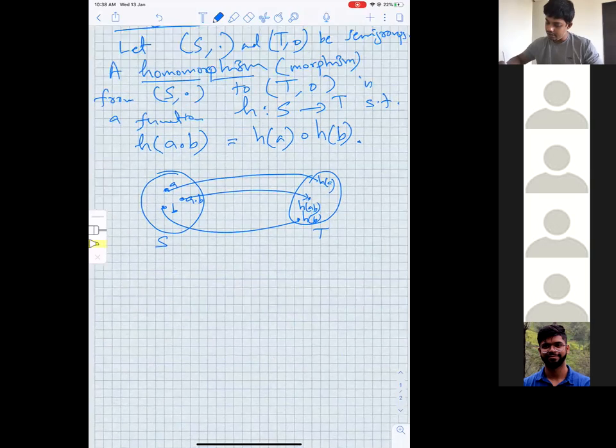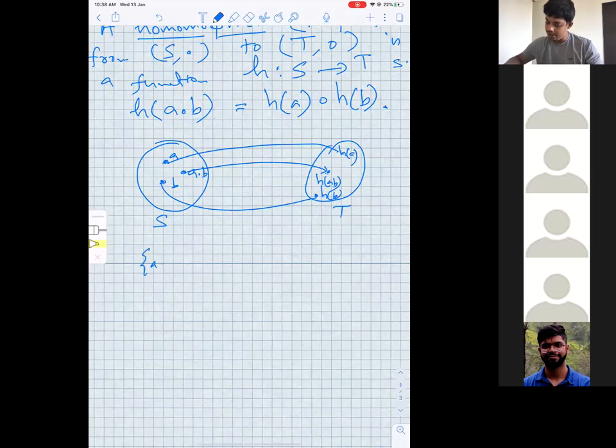Let's take the alphabet A, B. A is the alphabet {a, b}, and you remember A star is a semigroup. And let's take the semigroup {0, 1} and addition modulo 2. So that means that 0 plus 1 equal to 1 plus 0 equal to 1. 1 plus 1 equal to 0 plus 0 equal to 0. That is the semigroup operation, addition modulo 2.